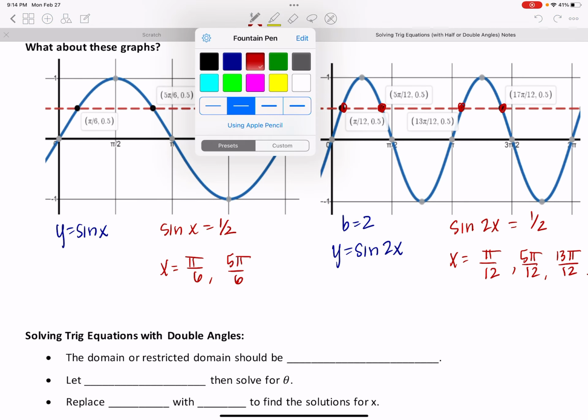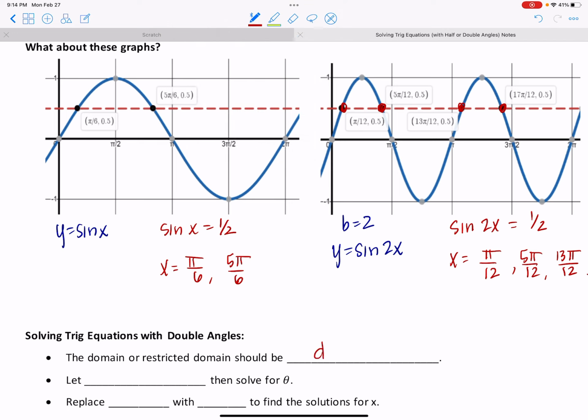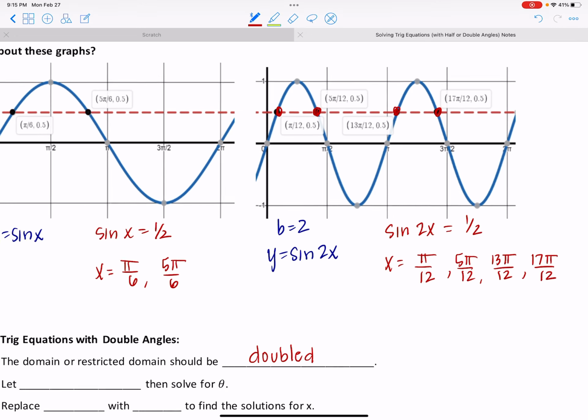So instead of cutting my domain in half because I have a half angle, if I have a double angle, I want to take my domain and double it. So my domain should be doubled. Again, 2 cycles on the unit circle are going to happen from 0 to 4 pi instead of 0 to 2 pi. And then we just got to see the connection between the solutions.